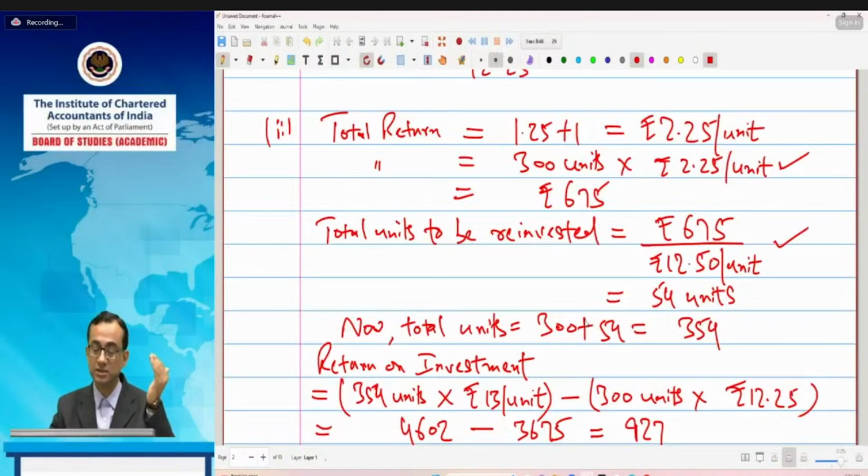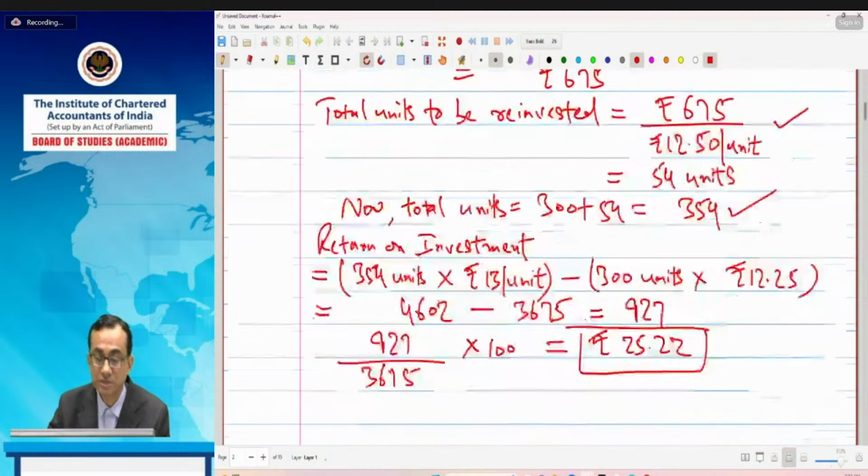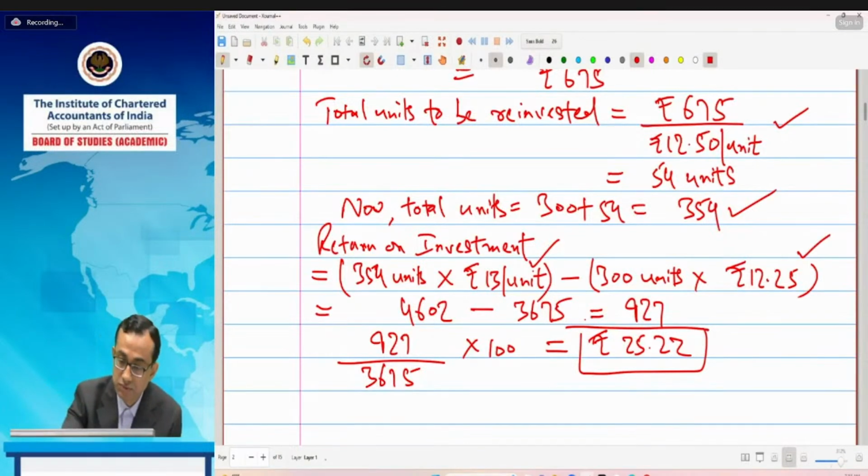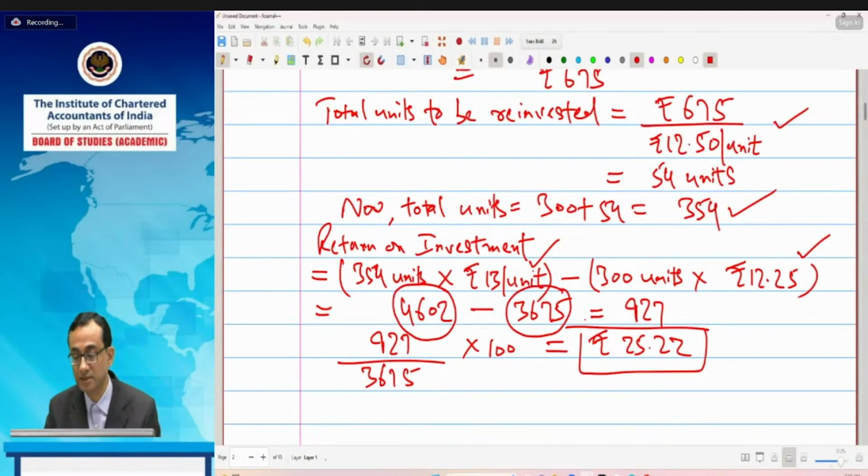Now earlier it was 300 units. Now it is 54 units. So we will add it. Total number of units are 300 plus 54, which is 354. So what will be the return on investment in this situation? The same process: closing NAV minus opening NAV upon opening NAV into 100. So first of all, we'll calculate the total closing NAV. We calculated by 354 units we just got and 13 per unit, the closing NAV per unit. And we deducted it from the opening NAV. So total closing NAV came to 4602. We deducted opening NAV, which is 3675, and the final figure we got is 927.